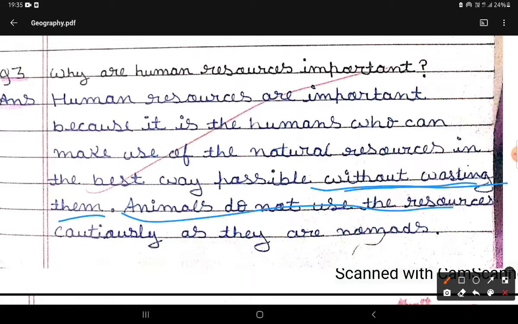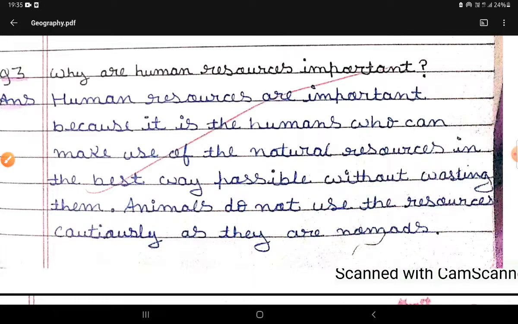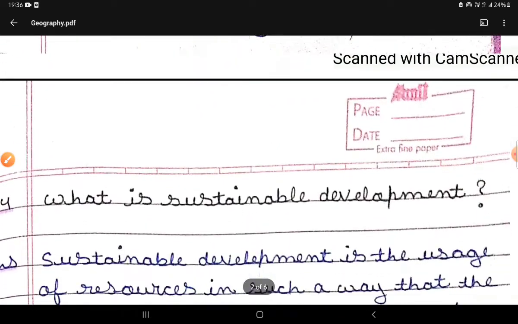Animals do not use the resources cautiously as they are nomads. Like if someone sees plastic polythene, that person will use it in a different kind of way. But if a cow or any animal sees the polythene, what will happen? It will eat it, so it will harm them. So here cautiously means they are not using it carefully.